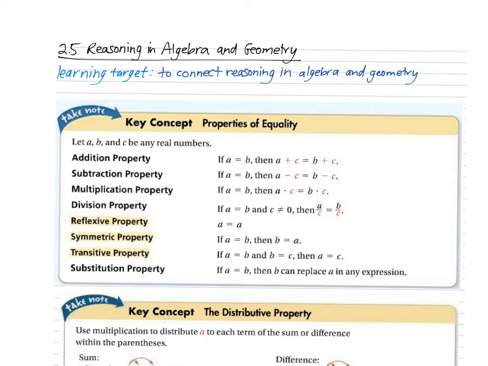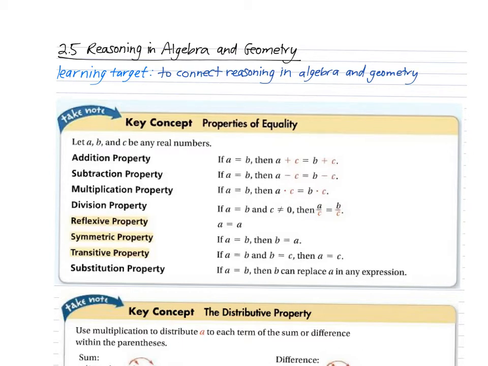Okay, this is the video lesson for geometry, section 2.5, reasoning in algebra and geometry. So the learning target here is to connect reasoning and algebra and geometry. And this is our first kind of introduction to proofs, which we do a little bit in geometry.